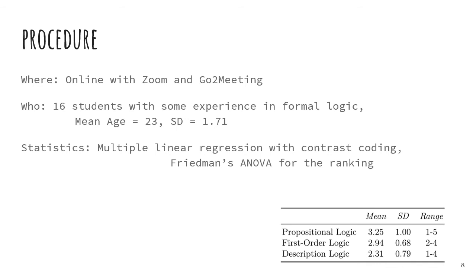We conducted an online study with 16 participants, and they had some experience in formal logic, as you see in the bottom right. We used contrast-coded predictors to compare short and long proofs, then put them in a multiple linear regression to find out how much variance of the proof rating could be explained by the difference between the length conditions. And we used Friedman's ANOVA to compare the ranking at the end of the proof representations with each other.